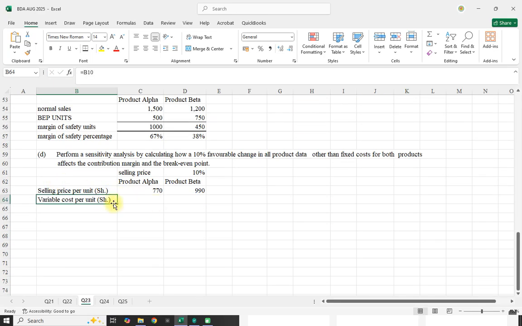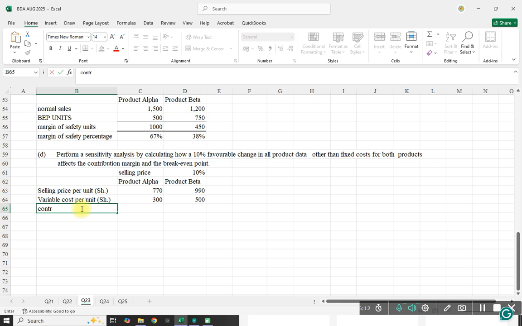When you're dealing with sensitivity, we vary one item at a time to get our contribution margin. To perform sensitivity analysis by calculating how a 10% favorable change in all product data other than fixed cost for both products affects contribution margin and the break-even point.